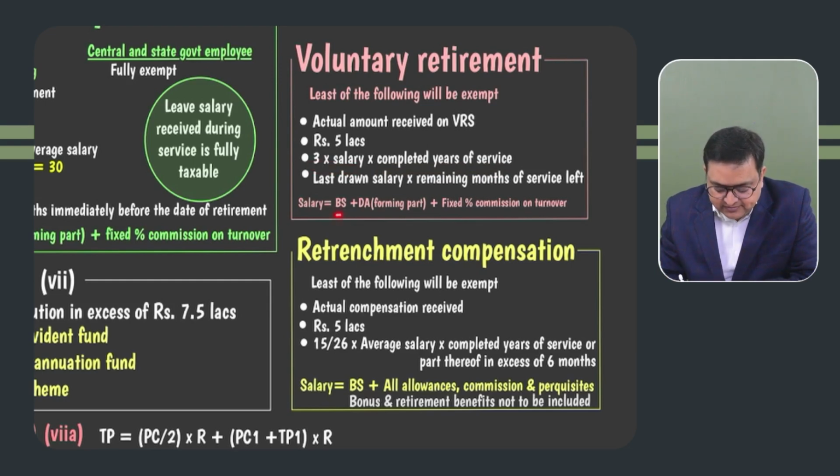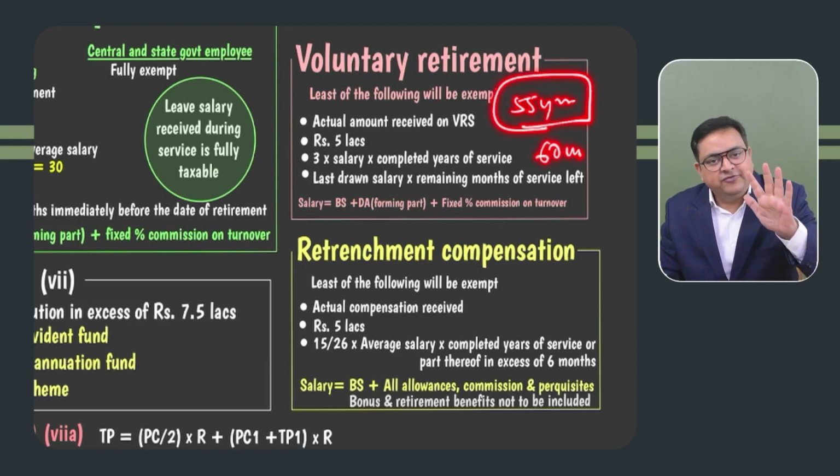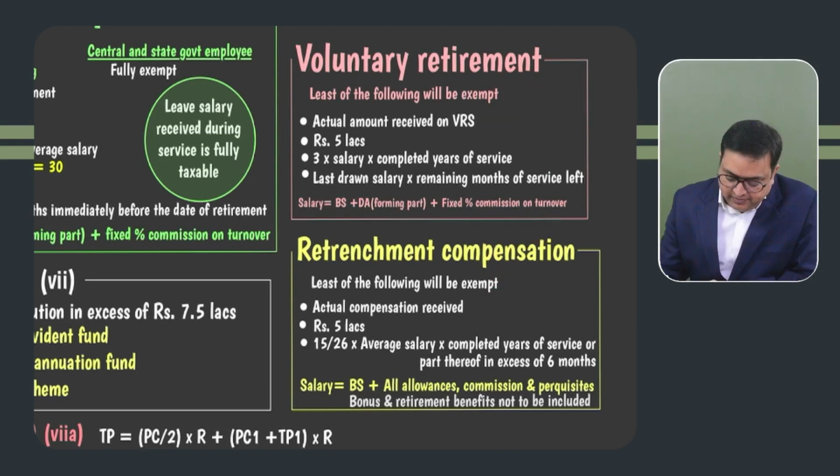Here salary means basic salary, DA forming part plus fixed percentage commission on turnover, right? And the fourth is last drawn salary, meaning basic salary, DA forming part plus fixed percentage commission on turnover, into remaining months of his service left. What is remaining months of service left? Let's say he is getting VRS at 55 years of age, and generally the retirement age is 60 years. So what is the remaining years left? 5 years. 5 years into 12 months would be 60 months. So remaining months of service left would be 60 months.